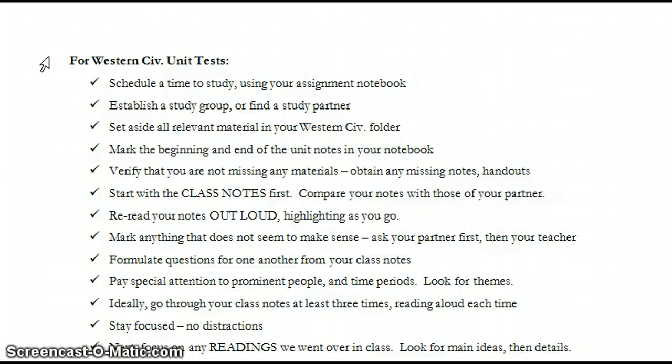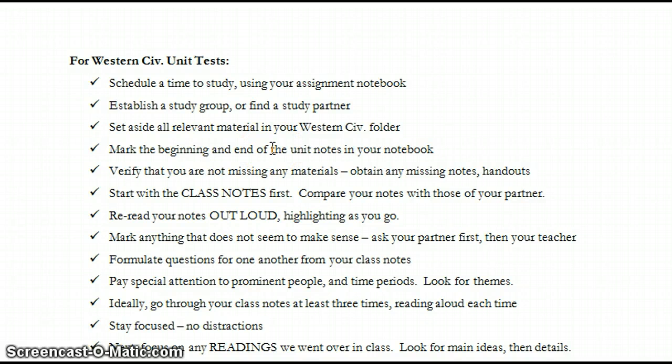Make sure you have a study group or a study partner. This can be the same partner or group you use for map and vocab quizzes. Person you trust that will not distract you during the time for studying. Next, set aside all relevant material in your Western Civilization folder, the blue folder you have. Every unit we should clean this out, and the remaining papers should be in your hanging folder in the classroom, but all papers currently in the folder should relate to the unit in question.